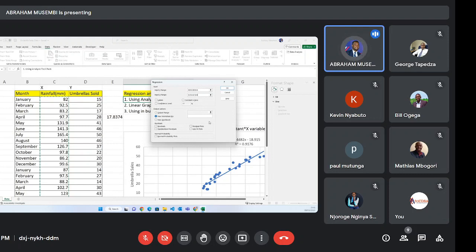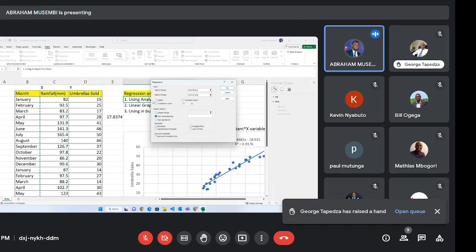I don't want the residuals, don't want the residual plots, the line fit plots. If at all you want, it's okay, you can just check all this. Okay, but for me, I just need the output. Yes, George.